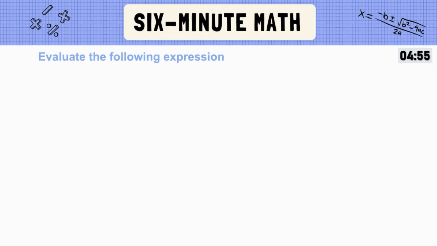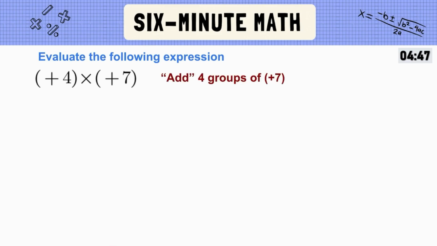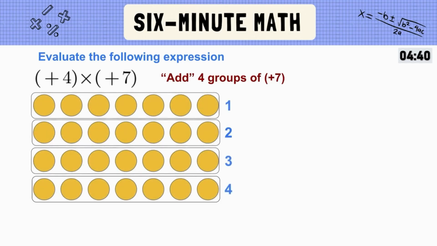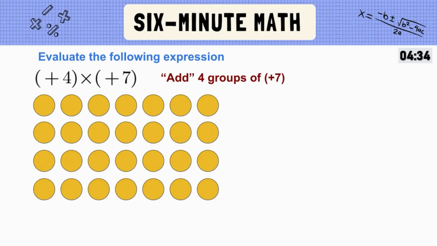We're going to evaluate the following expression, positive 4 times positive 7. And I can look at this like I am adding 4 groups of positive 7 chips. So I have my 4 groups of 7 chips. And if I were to take away those groupings, how many do I have left? If I were to count those up, I would have 28 positive chips.